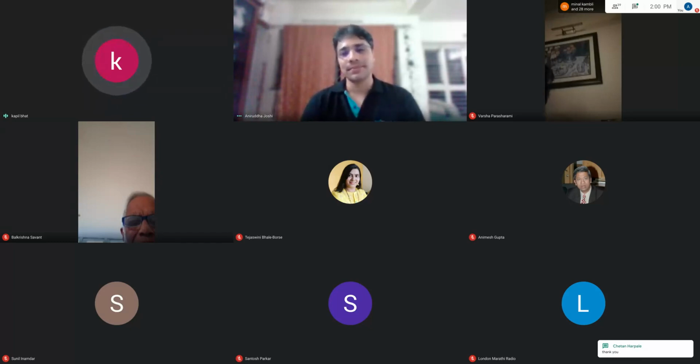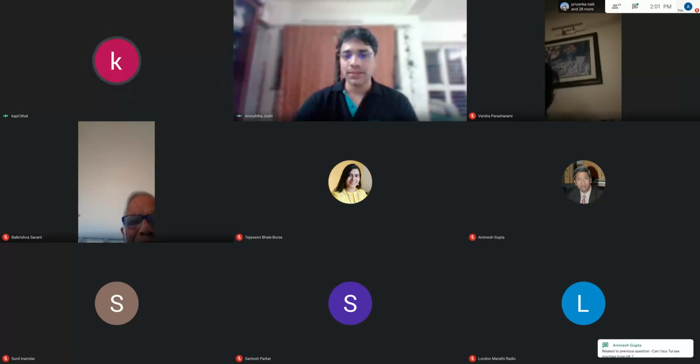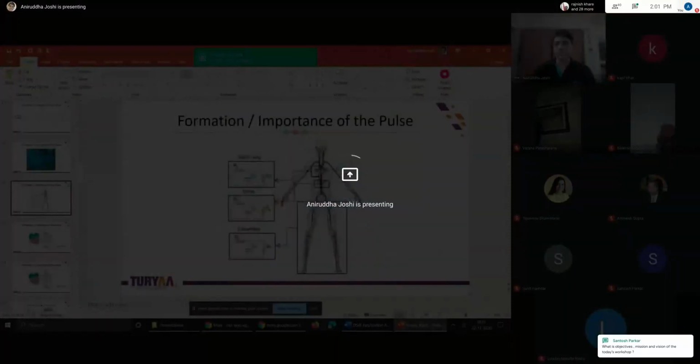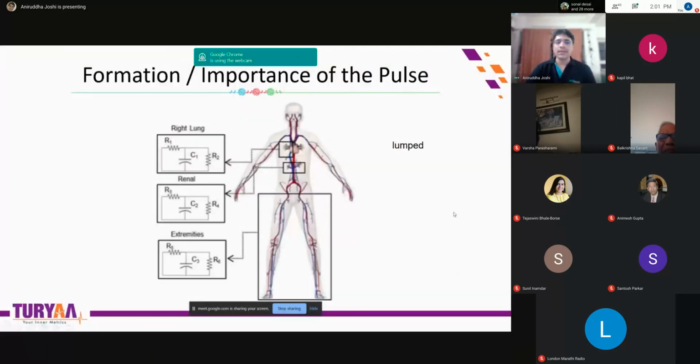Okay, so Rashmi is asking Anirudh, can you explain the third theory again? So the third theory you explained, just very briefly. Let me share my screen again. One second. So let me write. So it's called lumped theory. I have written it now.